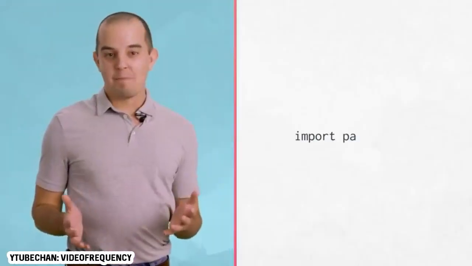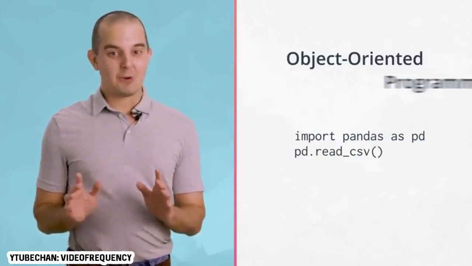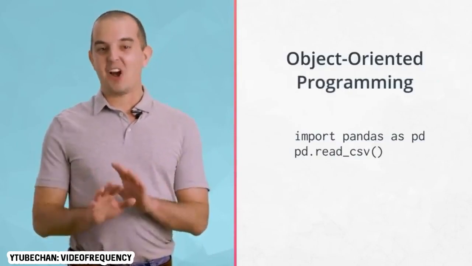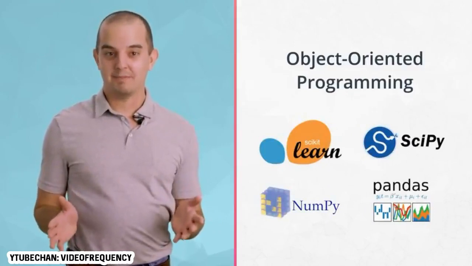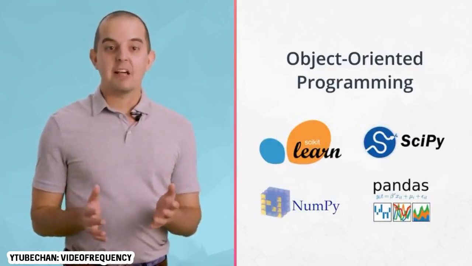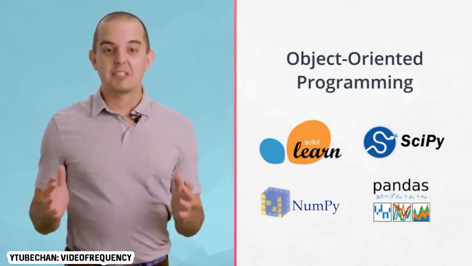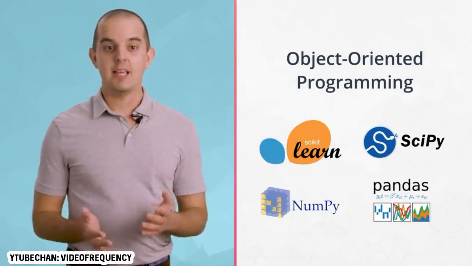Like, what exactly does it mean when your code says import pandas as pd and then pd.read_csv? You might not have known it, but you were using object-oriented programming. In fact, all of these packages are built using object-oriented programming. You'll find that object-oriented programming allows you to create large, complex, modular programs like the scikit-learn package.